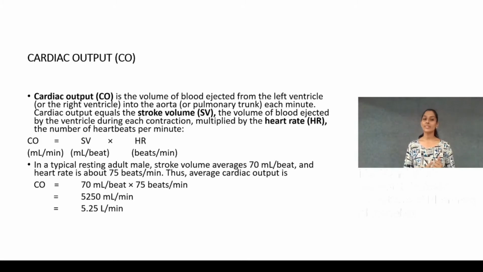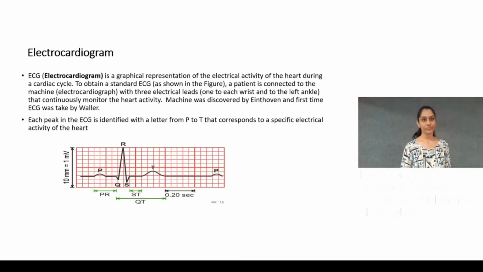In a typical resting adult male, stroke volume averages about 70 ml per beat and heart rate is about 75 beats per minute. So the cardiac output on an average is about 5.25 liters per minute. Next, the ECG, that is electrocardiogram, which is nothing but a graphical representation of the electrical activity of the heart during each cardiac cycle.